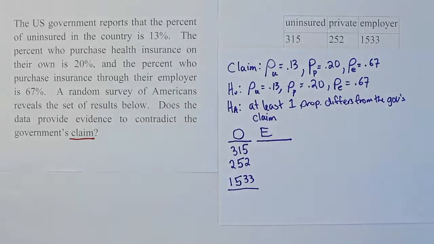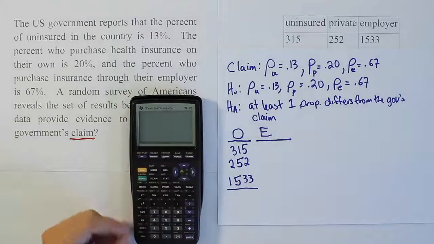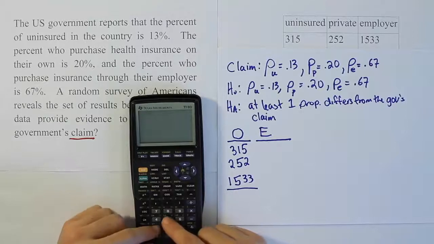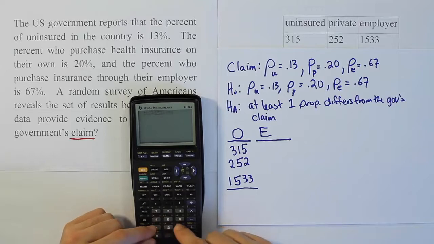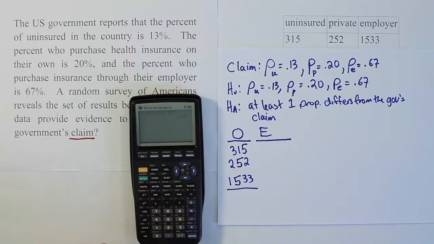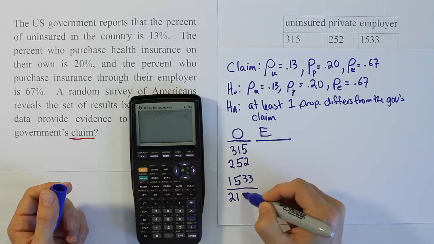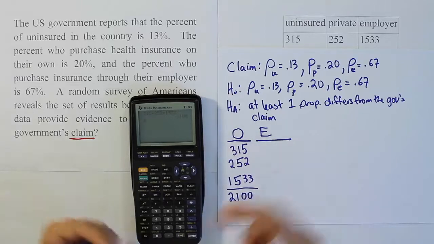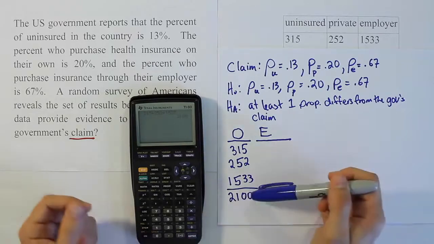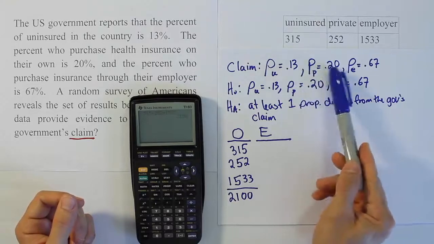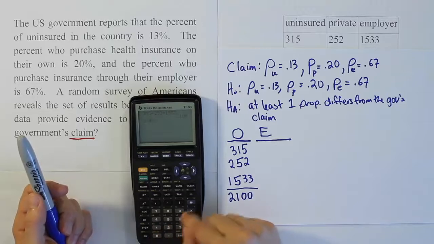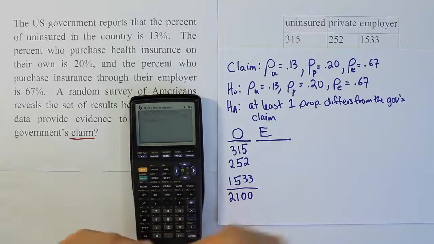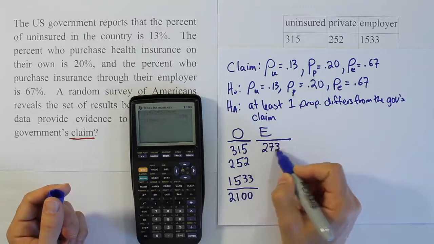Now the expectations are going to be found after we total up the observation column to see what the total is. Let's do that together real quickly. So I have 315 plus 252 plus 1,533. We get the answer 2,100. So the observations total 2,100. Now the expectations come from multiplying this total 2,100 times each of these decimal percentages. So we'll do 2,100 times 0.13. This will give us the answer 273, meaning that's what we expect.